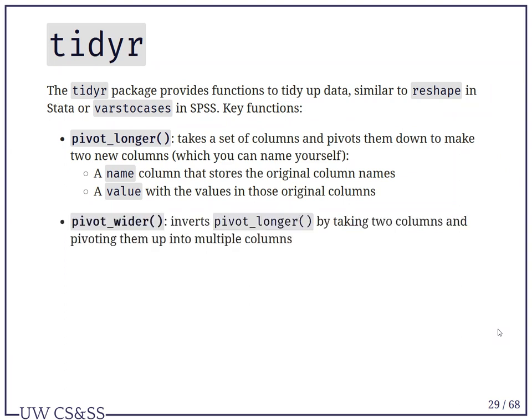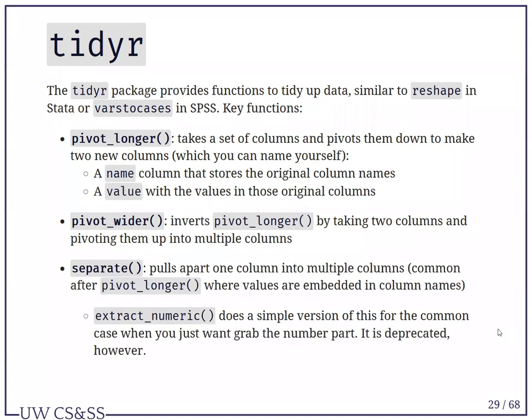pivot_wider inverts pivot_longer by taking 2 columns and pivoting them up into multiple columns. Again, I know it's hard to visualize, maybe for a lot of newer R users, what I'm saying, but we'll get there. There's also separate. This will pull apart one column into multiple columns. This is actually pretty common after doing a pivot_longer where values are embedded in the column names.